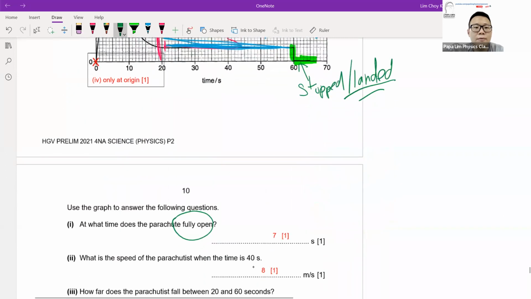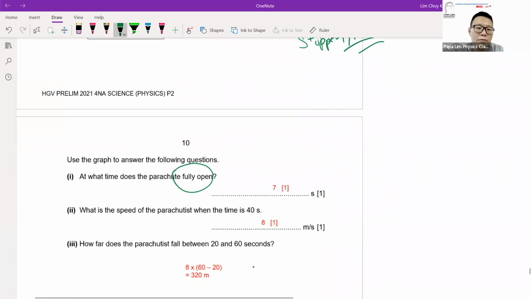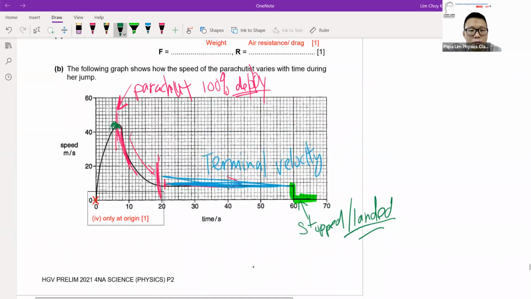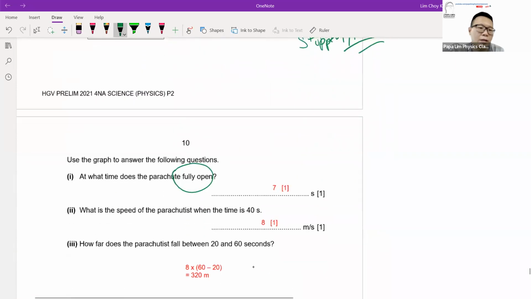Okay, look at the graph. What is the speed of the parachute at 40 seconds? Straight away, just look from the graph, you'll know it's around 5 or 8. Okay. How far the parachute has fallen from 20 to 60 seconds. This is looking for distance.